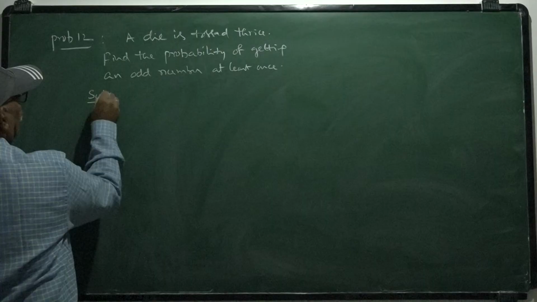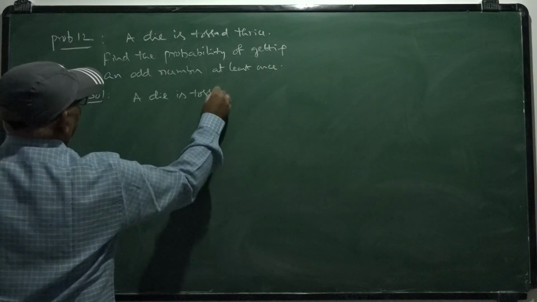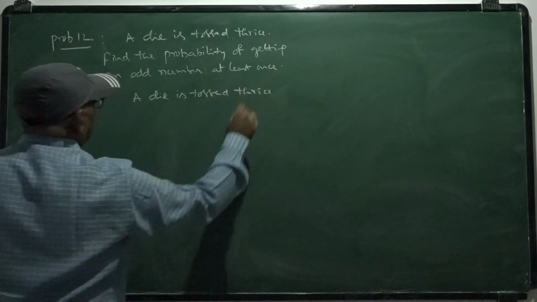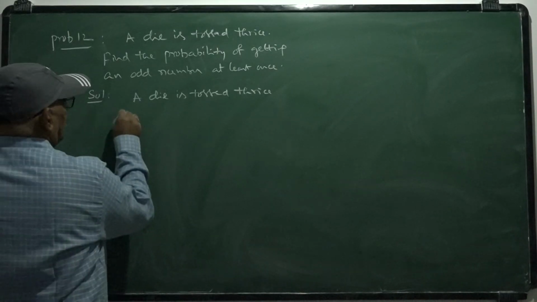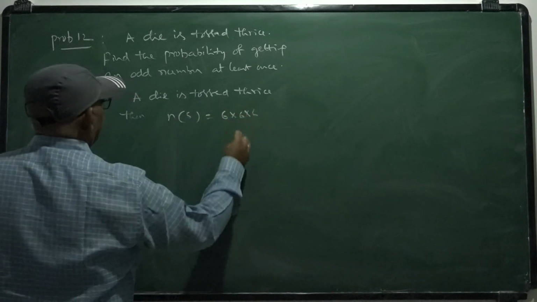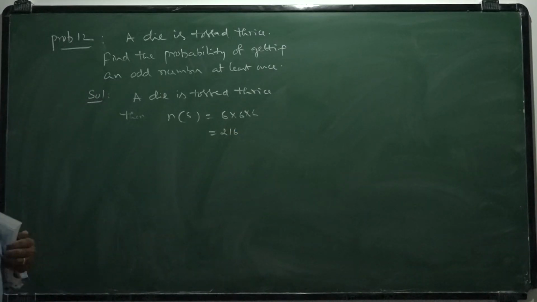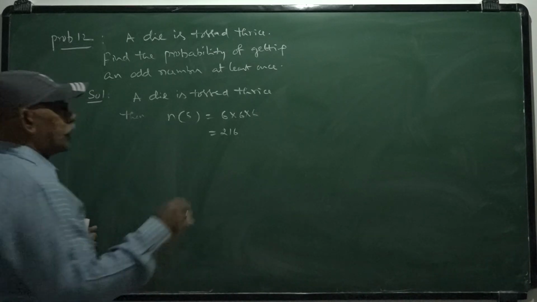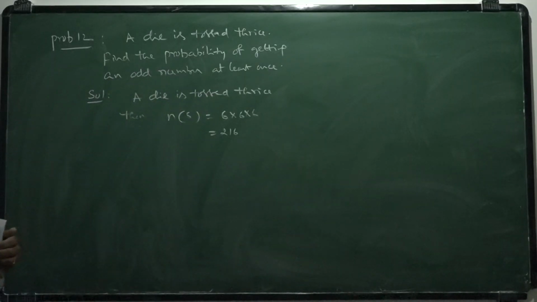So a die is tossed thrice. Then the total number of possible outcomes are 6 into 6 into 6, 216. In each throw, the possible outcomes are 6. The first throw, you get 6 possible outcomes. In the second throw, 6 possible outcomes. Like that, in 3 throws, the total possible outcomes are 6 into 6 into 6, 6 cube, that is 216.